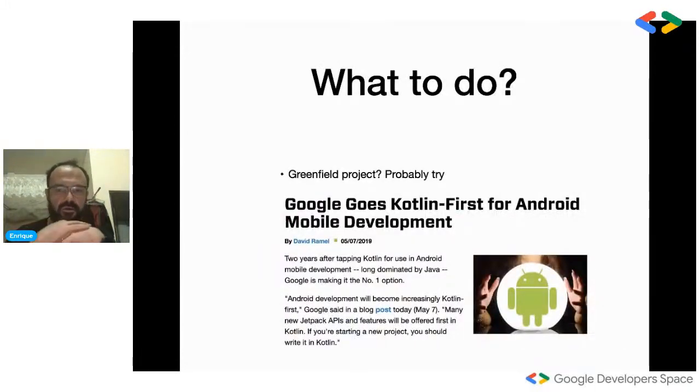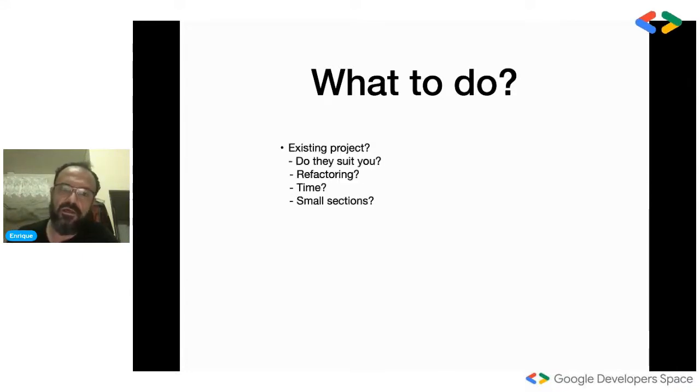Are you interested in coroutines, and would you like to move forward? What can you do from now? My idea is, if it's a greenfield project, you should probably go with coroutines, especially since we know that Google is going Kotlin first on Android mobile development, and everything is getting Kotlin priority. Coroutines are now heavily supported, so using something different would probably not make a lot of sense. But again, no universal answers.